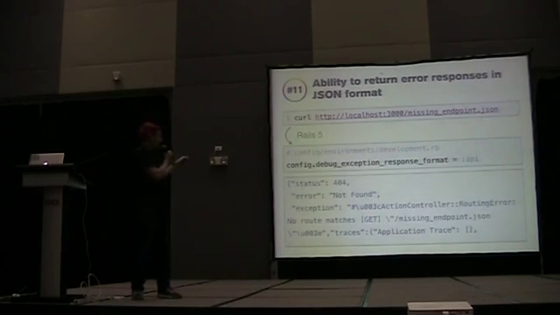So you now have the possibility to set this configuration, debug_exception_response_format. If you set it to api, then even when you get an exception, the exception itself is in JSON. So this is better for your client, which doesn't have to also understand HTML. So you have status 404, error not found, and so on.